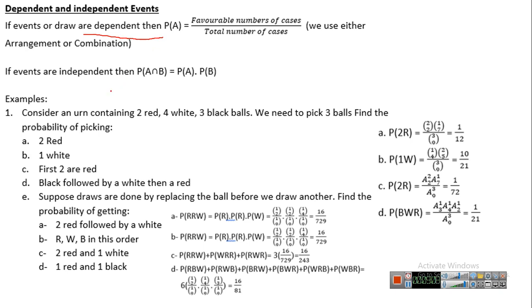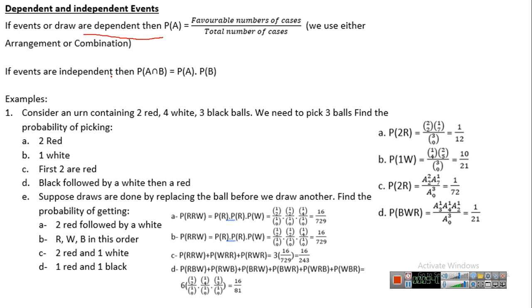Independent means, for example, suppose you want to draw two cards with replacement. What is the probability of picking a queen in the second draw, knowing that the first one is a king, and draws are done with replacement? You're going to tell me it doesn't matter. Getting a queen or a king first doesn't influence the second card, because I return the card, then draw another one. So this is called independent.